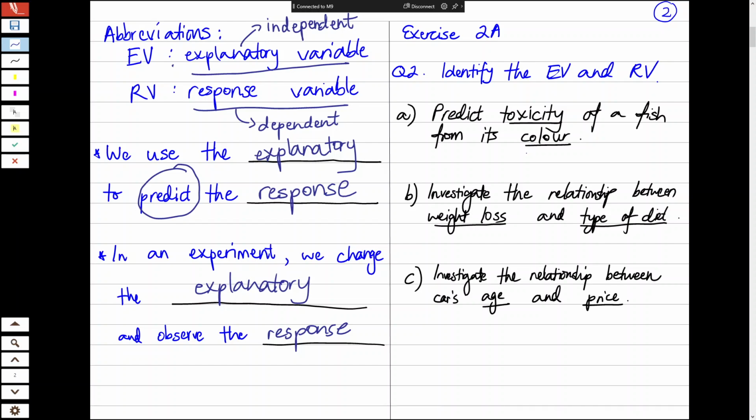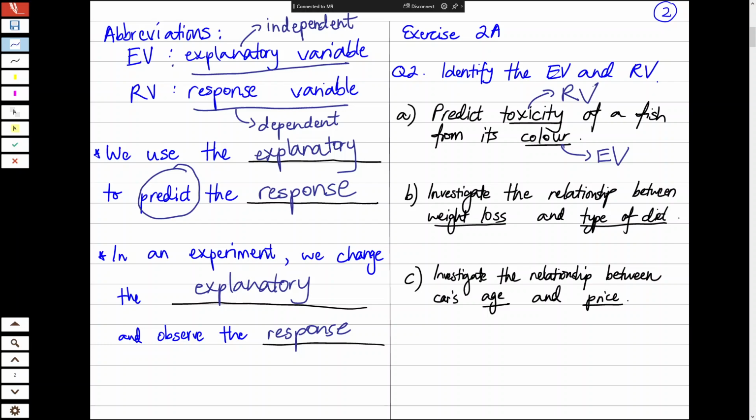All right, so we're actually going to do a whole question now from 2A, and we're just going to discuss it together as a class, and then we can tick it off. All right. So let's say I had a bunch of fish. They're all different colors, and I was interested in using the color to predict how toxic the fish is. Which one's going to be the explanatory variable? Color. Okay, the color is the explanatory variable, and the toxicity is the response variable. All right, so we're knocking off question 2 from 2A right now.